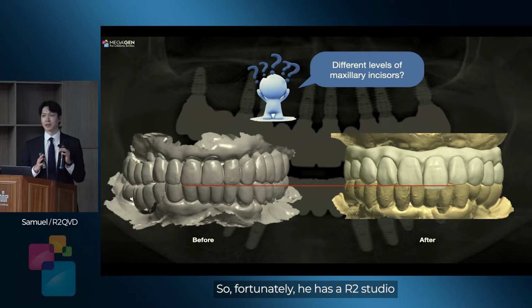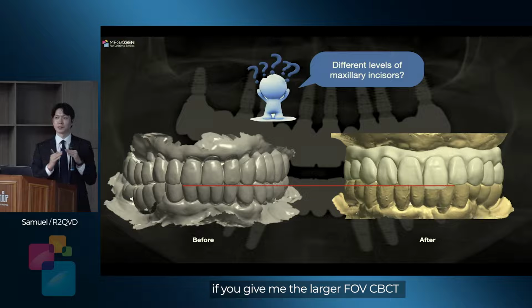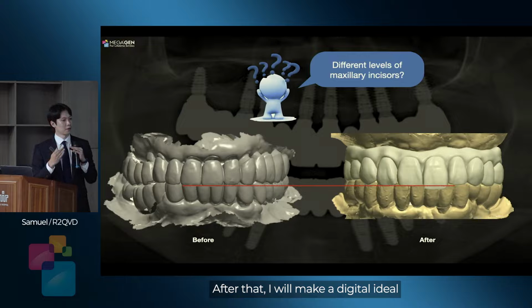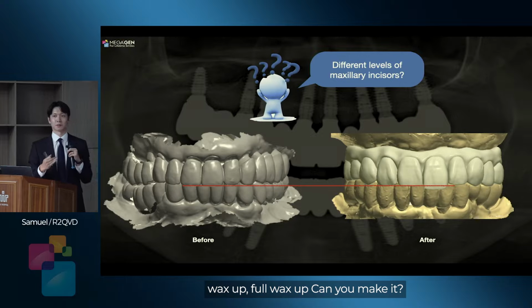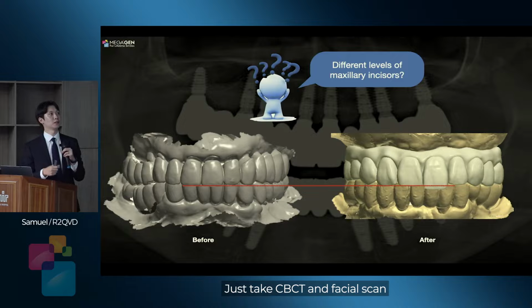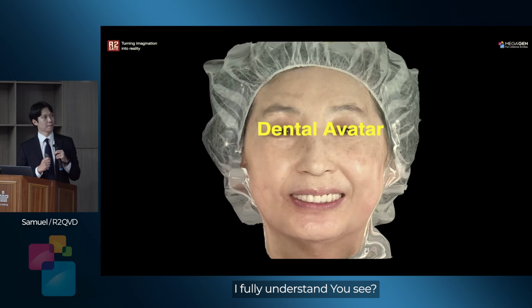Fortunately, he has an R2 Studio. So I asked once again, if you give me the large FOV CBCT with the facial scan, I can make a dental avatar. After that, I will make a digital ideal wax-up, a full wax-up. Can you make it? He said, of course, why not? Just take CBCT and facial scan. After I made the dental avatar, I fully understood. You see? Yes, that's why the midline is something wrong.